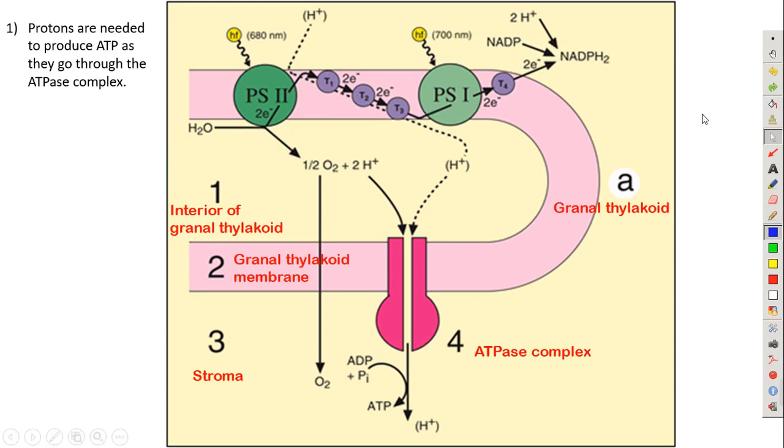So, just to recap a few things, you know that protons are needed to produce ATP. We saw this: protons go through the ATPase complex and that helps produce ATP. Number 2, electrons are needed to reduce NADP. So NADP plus 2 electrons plus 2 protons will give NADPH2. So that's things we already know.